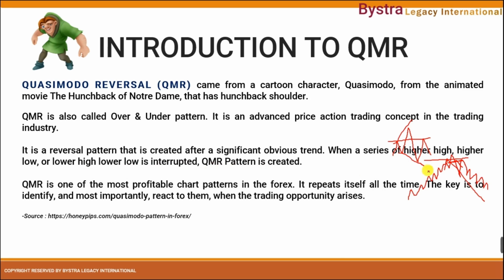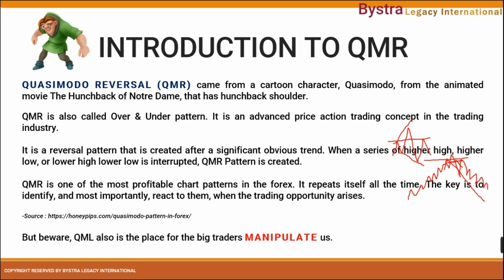QMR is one of the most profitable chart patterns in Forex, and it is also very commonly used by supply and demand traders. Because this setup always repeats itself all the time, the most important part is that we're able to identify and catch this setup whenever an opportunity arises in the chart. But beware guys, QML is also the best place for big traders trying to manipulate us.